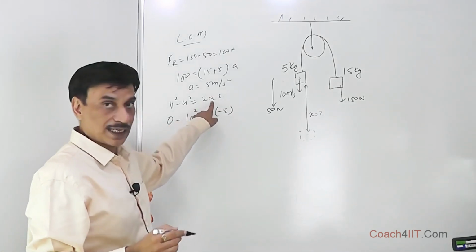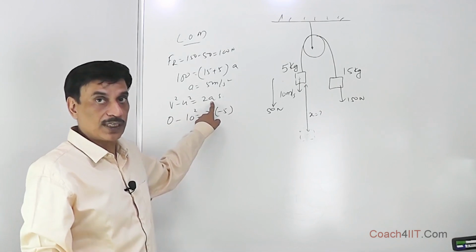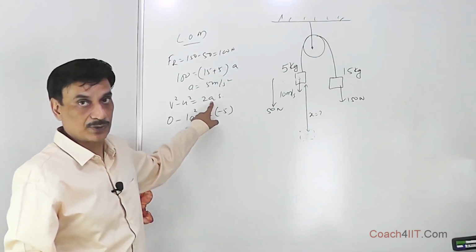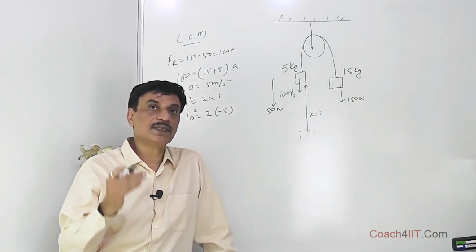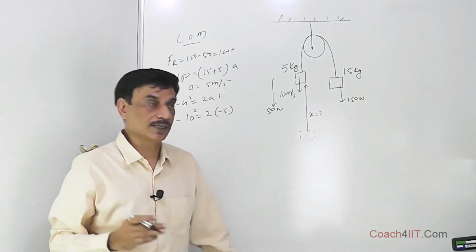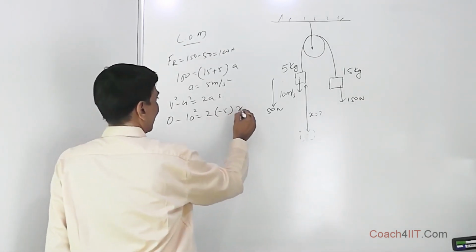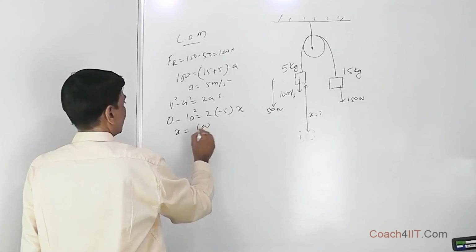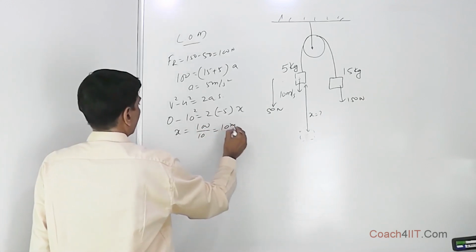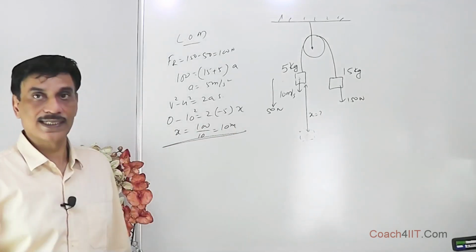But over here, acceleration is asked. When retardation is 5 meters per second squared, it means acceleration is minus 5 meters per second squared. So 2 into a into s, where we have taken s as x. So x comes out to be 100 by 10, which is equal to 10 meters. So we get x as 10 meters.